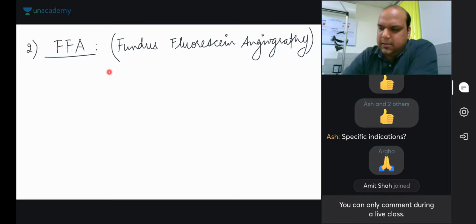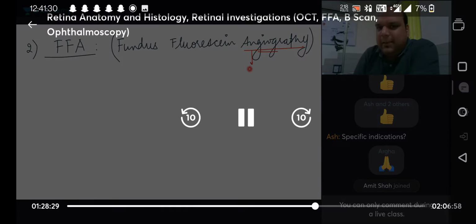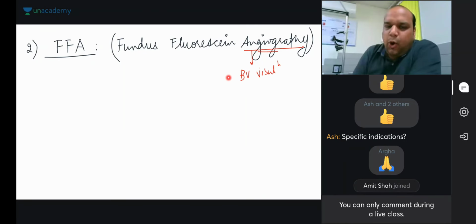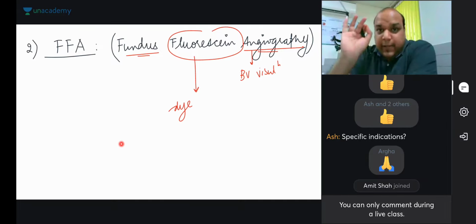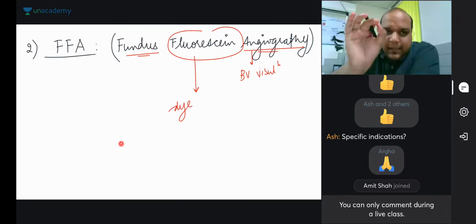What do we understand from the name? From the name, we understand that we are doing angiography. Angiography basically means blood vessel visualization, of the fundus, by injecting a dye. What is the name of the dye? Fluorescein dye. So we are examining the blood vessels of the fundus by injecting the fluorescein dye.